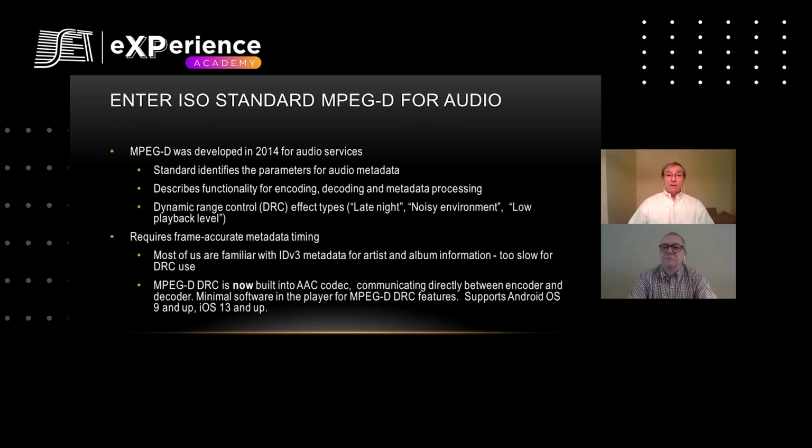The challenge is that metadata requires frame-accurate timing of the data. And many of you are probably familiar with the so-called ID3 metadata, which is popular for artist and album information. Well, that's very popular, but it's really too slow to use for audio metadata. So now the MPEG-D dynamic range control and its metadata is built into the stream from encoding to decoding.